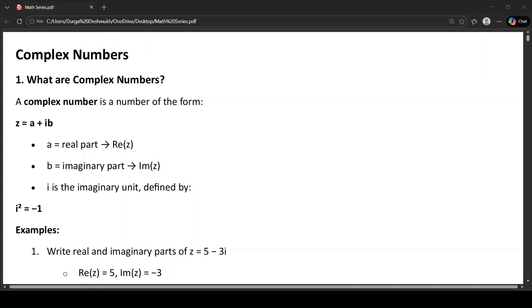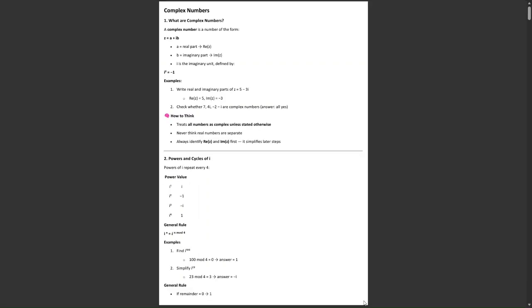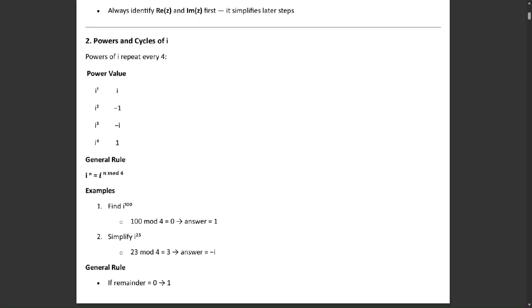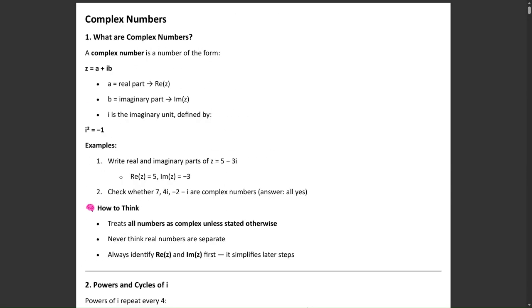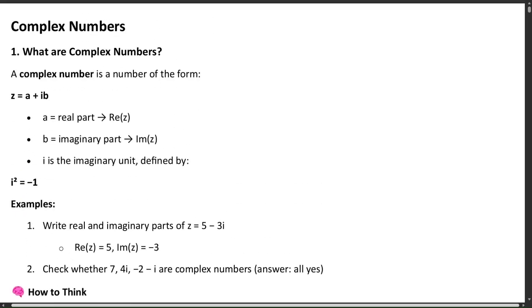What if numbers could rotate, reflect, and stretch all at once? Welcome to the world of complex numbers, where algebra meets geometry and symmetry becomes your superpower. Let us start from the basics.